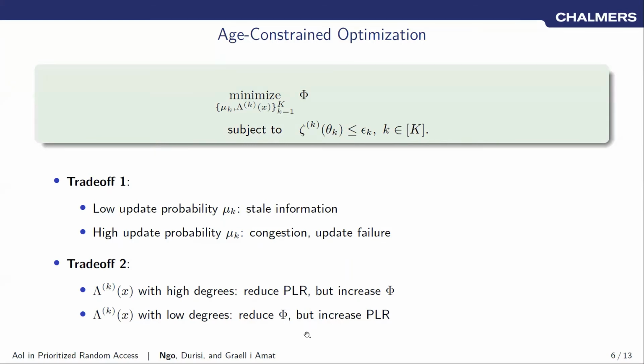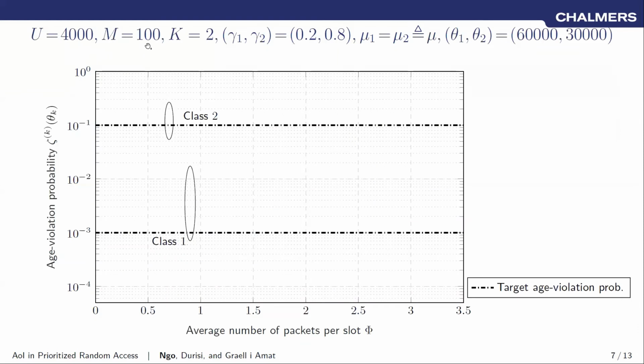To see this trade-off, let's consider an example with 4,000 users, frame length 100, two classes, 20% of the users are in class 1 and 80% are in class 2. We fix the same update probability mu for both classes. The edge threshold for the first class is 60,000 and for the second class is 30,000. We want to satisfy edge violation probability of 10^-3 for class 1 and 10^-1 for class 2.